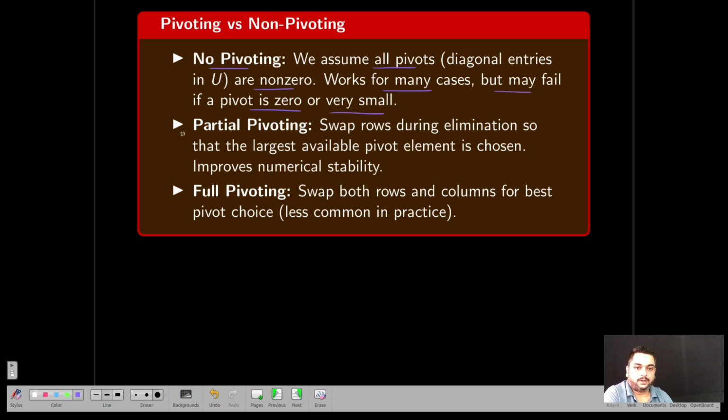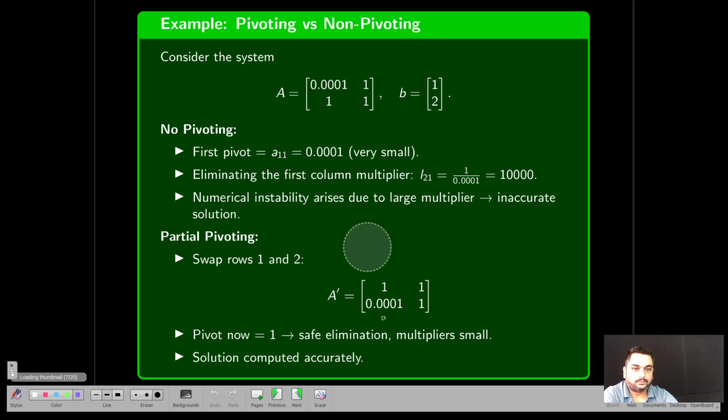For that there are two solutions: one is partial pivoting and another is full pivoting. Partial pivoting swaps rows during elimination so that the largest available pivot element is chosen, so it improves numerical stability. Full pivoting means swapping both rows and columns for the best pivot choice. This is not commonly followed in practice. Let me see an example for it.